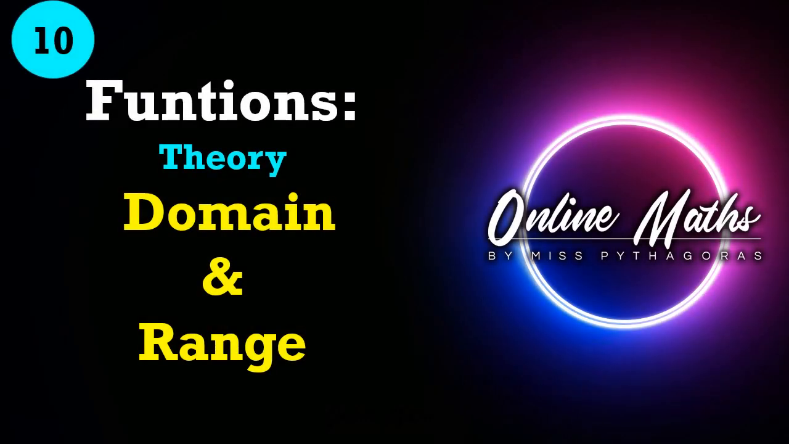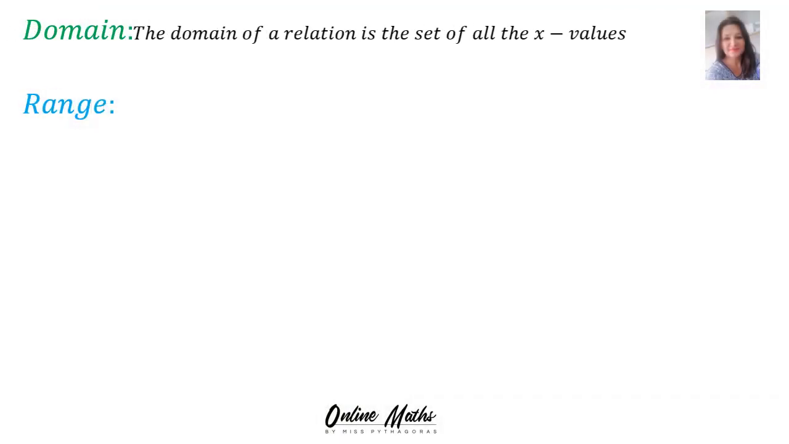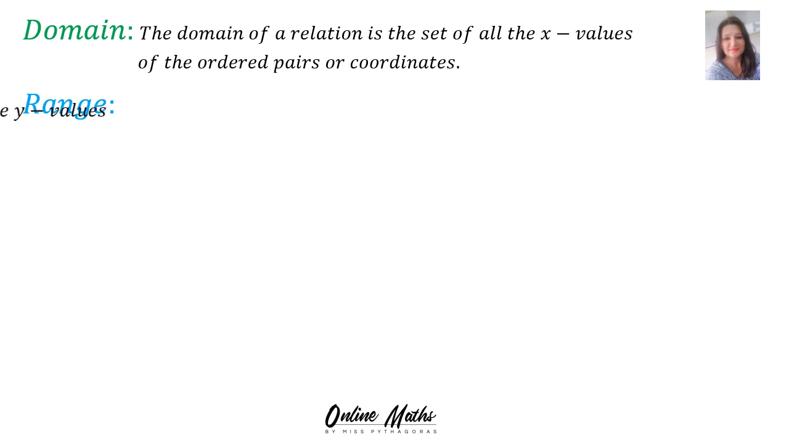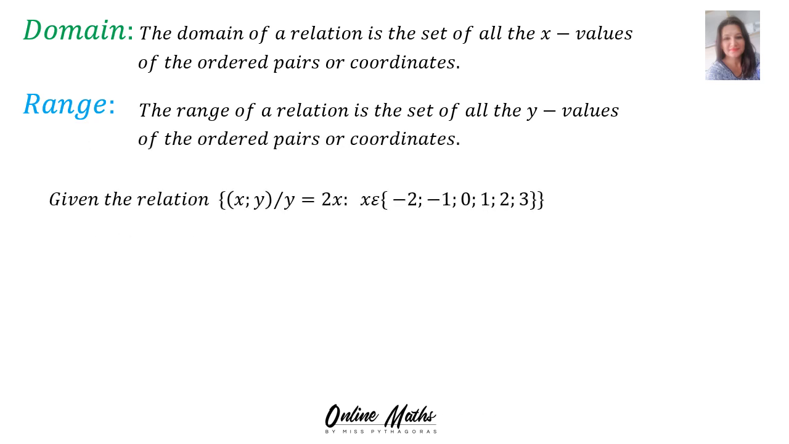Hello everybody, in this lesson I will discuss domain and range. Domain. The domain of a relation is the set of all the x values of the ordered pairs or coordinates. The range of a relation is the set of all the y values of the ordered pairs or coordinates.